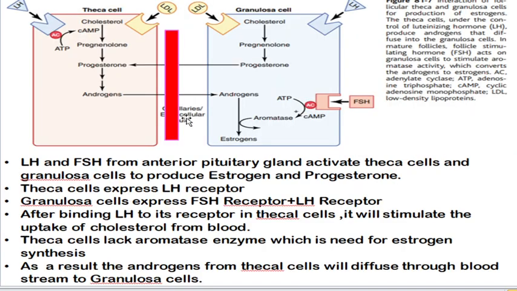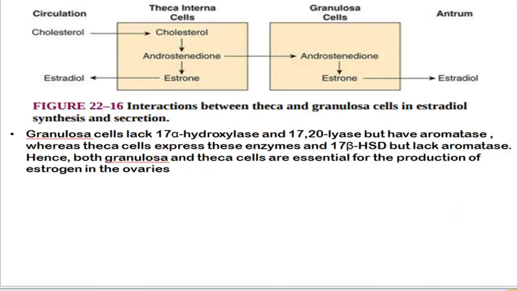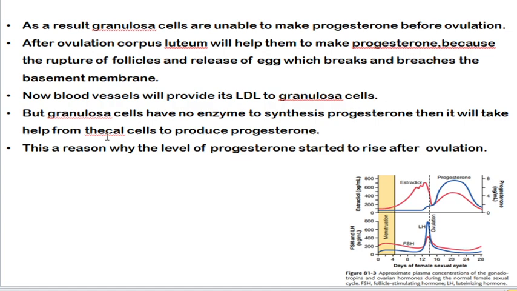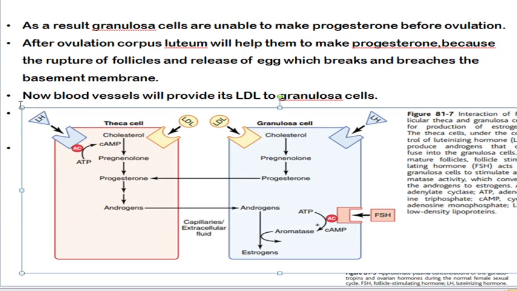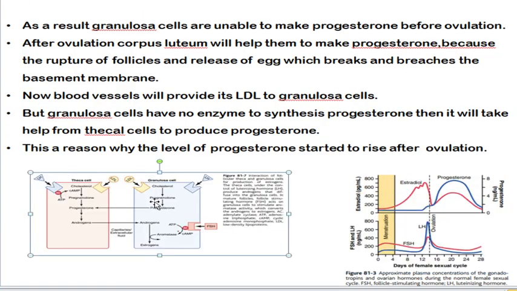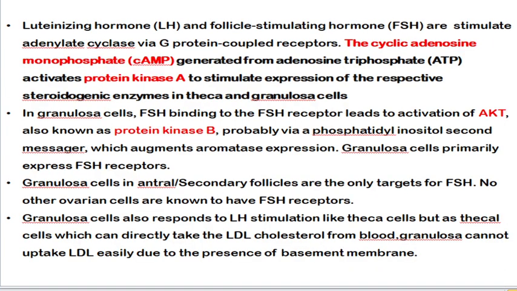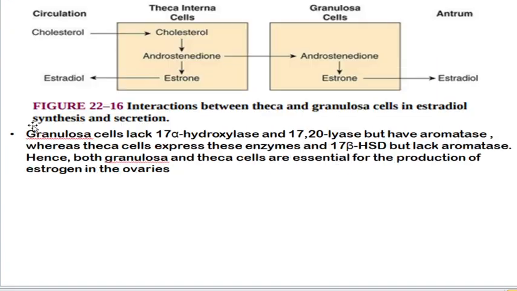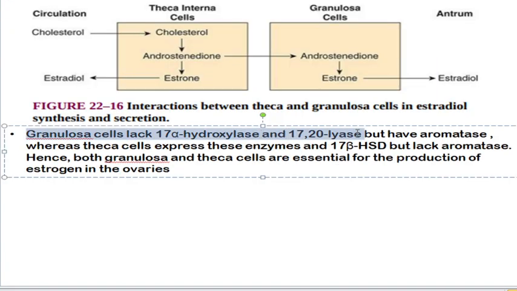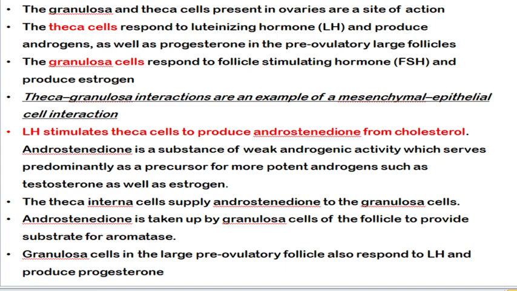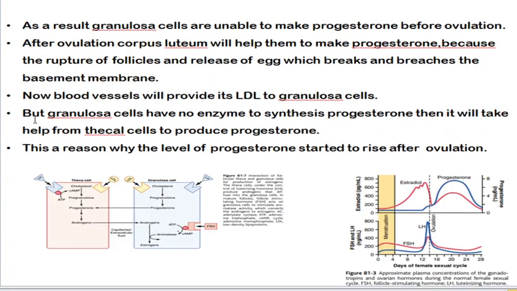Here you can have a reference of this particular diagram, friends. So I will be pasting it over here, which will be very helpful for you at the time of revision also. Here you can see that the granulosa cell will be taking help from a thecal cell which has enough enzyme to make progesterone, because the granulosa cell lacks these two enzymes which are needed for making progesterone. So both the granulosa cell and thecal cell have to interact well to produce the estrogen.